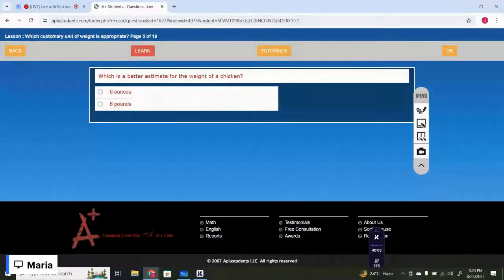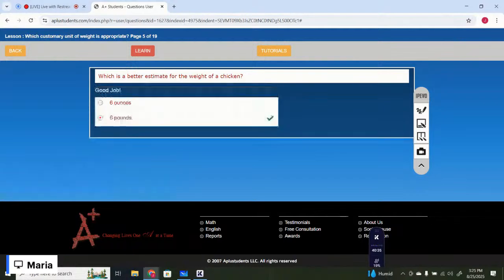Which is a better estimate for the weight of a chicken? The weight of the chicken would be 6 pounds. Option number two is the correct option.